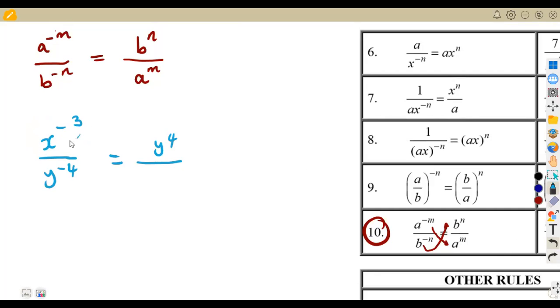It was a negative on the numerator, so it is going to be a positive in the denominator on the other side. So that will be x to the exponent of positive. We're done. All right. Someone is asking, why can't we use our normal laws?